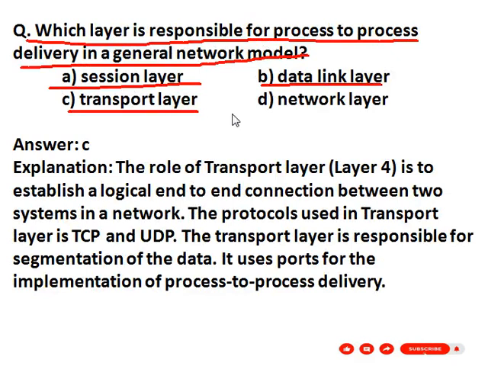The role of transport layer is to establish a logical end-to-end connection between two systems in a network. The protocols used in transport layer is TCP and UDP. The transport layer is responsible for segmentation of the data. It uses ports for the implementation of process-to-process delivery. Our next question.